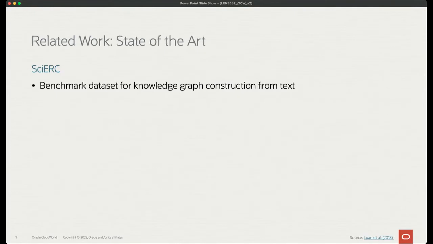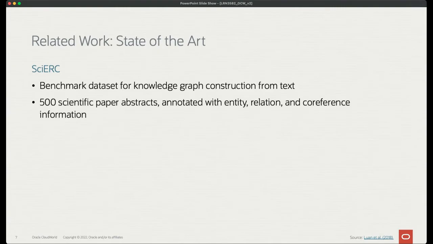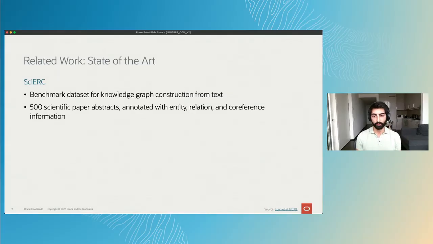So we started this project by doing some literature review. And the first thing we found was this scientific knowledge graph construction task that I already presented an example of. This dataset is called SciERC for short. It consists of 500 scientific paper abstracts annotated with entity, relation, and coreference information. I'll explain briefly in the upcoming slides what these tasks are and why all these data annotations are needed, but all three tasks must be completed to obtain a graph from a text document.